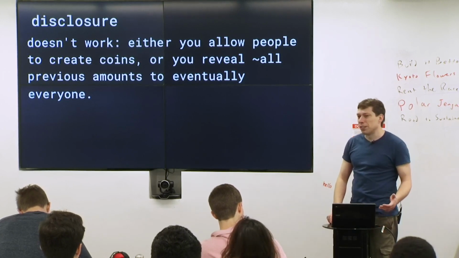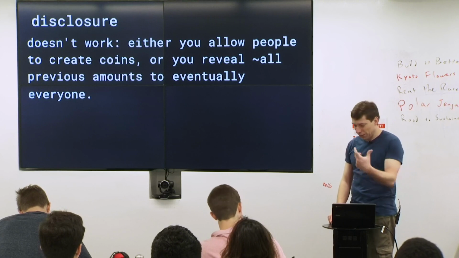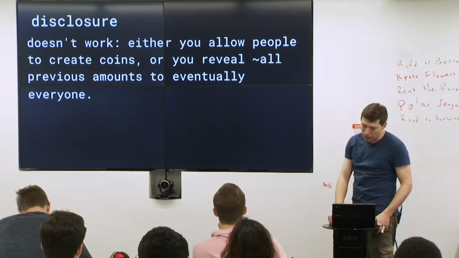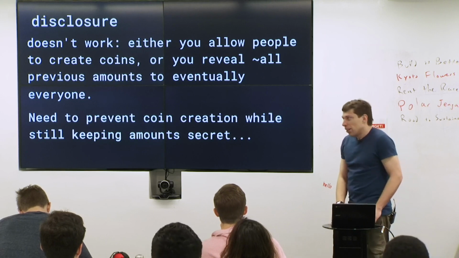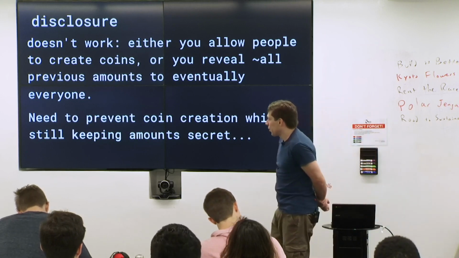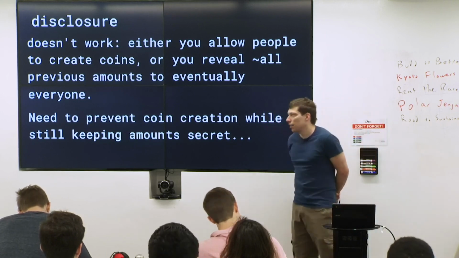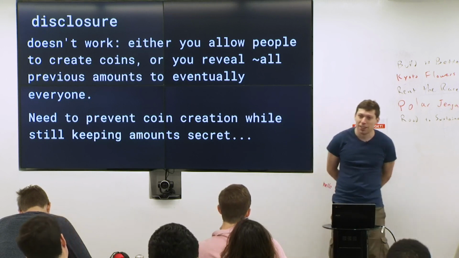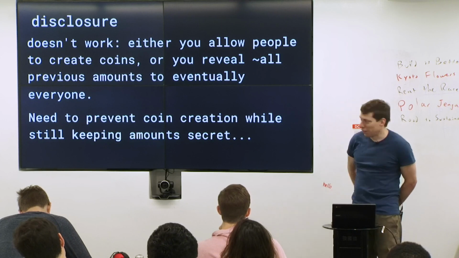And it would also be really annoying, because when you have to receive coins, you have to go back through thousands of transactions to make sure that didn't happen. So we need to prevent coin creation while still keeping the amounts secret. This is a tricky problem, right? Any general ideas here?